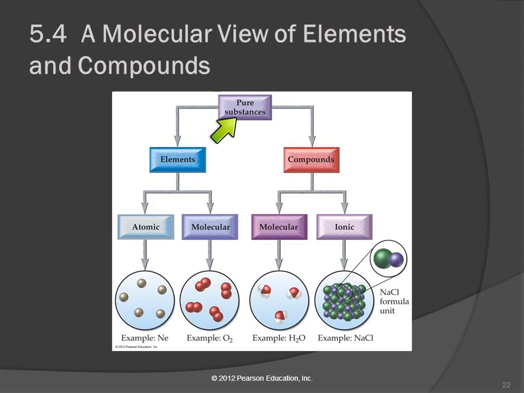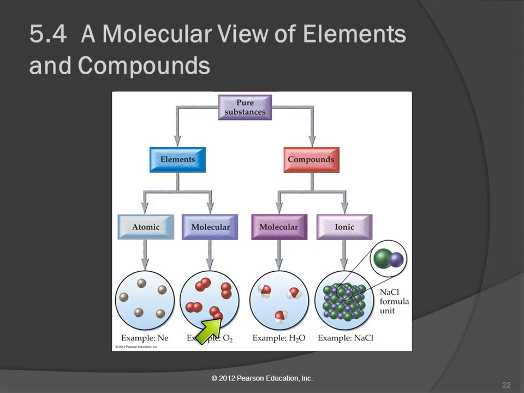Pure substances. There are two types of pure substances. There are elements and there are compounds. Elements only contain one kind of atom. But there are two different types of elements. There are atomic elements and there are molecular elements. Atomic elements, the individual atoms act independently, and in molecular elements, those act as a unit.